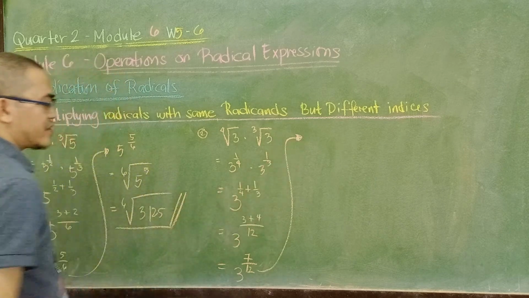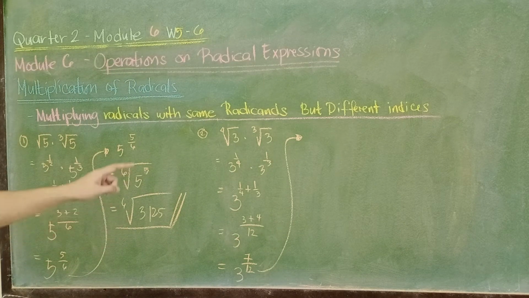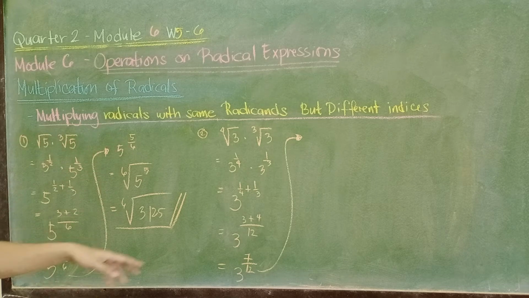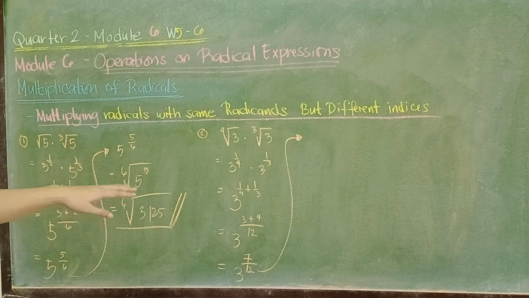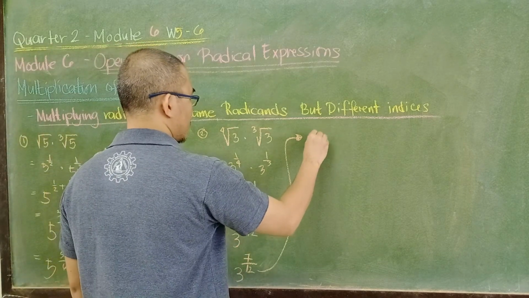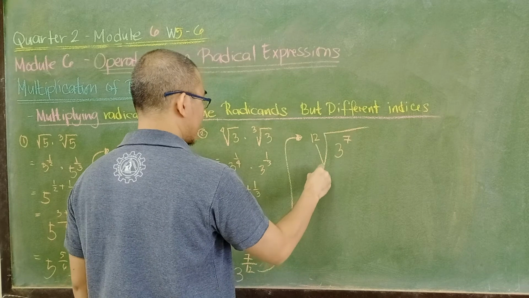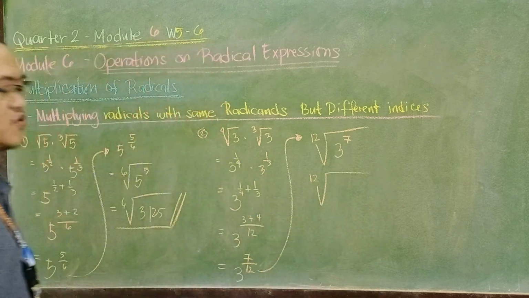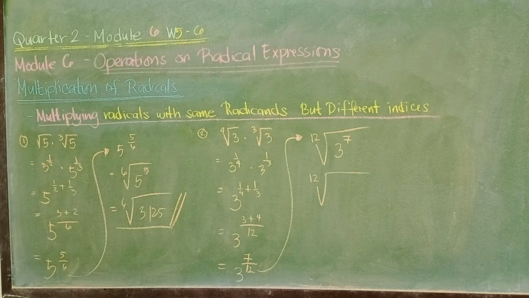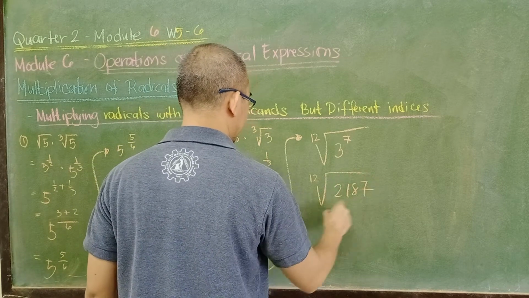Now, i-convert natin siya pabalik sa pagiging radical expression. So, we have 3 raised to 7 over 12. Yung 12 siya yung magiging index, yung 7 siya yung magiging exponent ng radical. So, you have 12th root of 3 raised to 7. Now, you just have to simplify yung 3 raised to 7. 3 raised to 7 is 2,187.